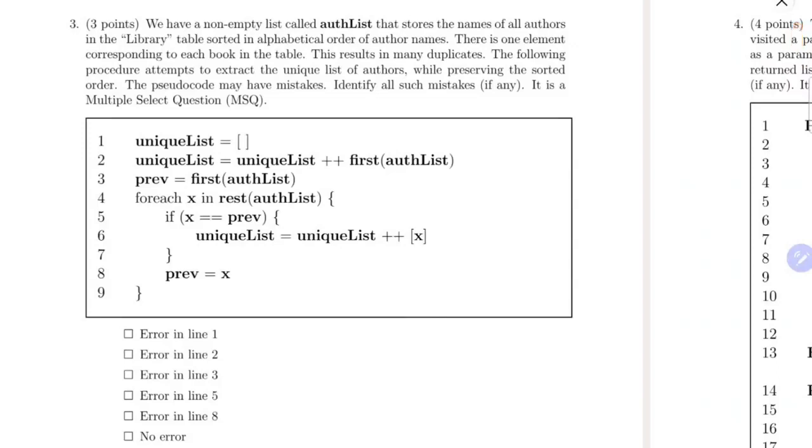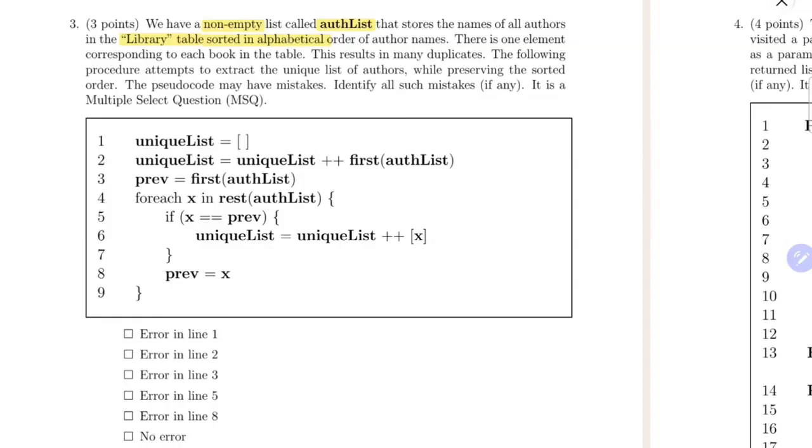So our question number 3 is, we have a non-empty list called auth list that stores the names of all authors in the library table sorted in alphabetical order. This is sorted in alphabetical order of author names. There is one element corresponding to each book in the table. This results in many duplicates. The following procedure attempts to extract the unique list of authors while preserving the sorted order.